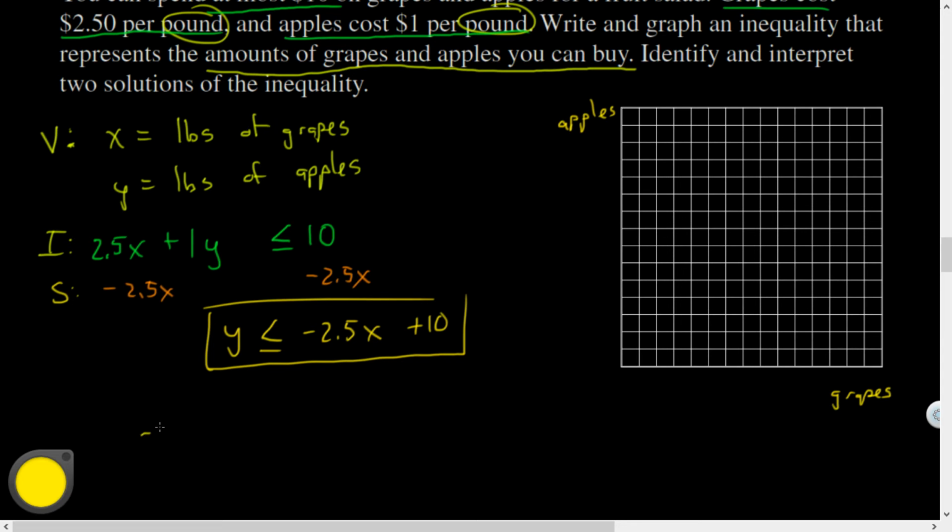And negative 2.5, by the way, is the same as negative 5 divided by 2. You guys know that? Right? And so I'm going to use that as my slope since I'll just count these as ones, and my origin is going to be right here.